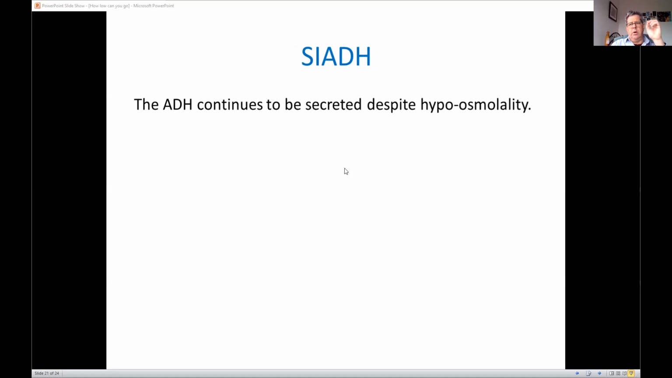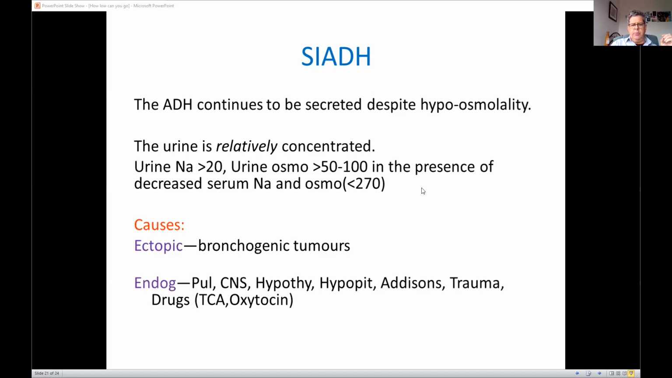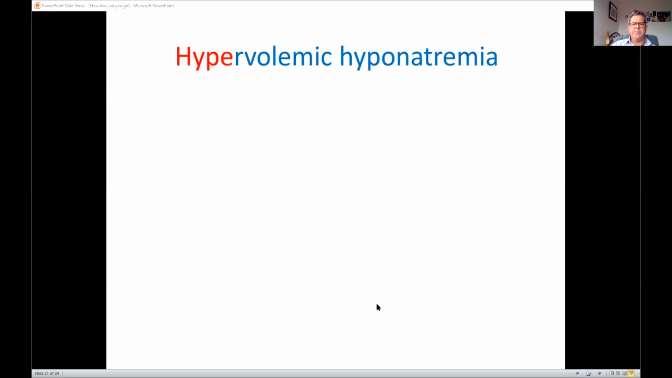The underlying thing is that you're hypoosmolar and hyponatremic in your blood, and yet your body's still making antidiuretic hormone. You think, oh, I'm hypoosmotic, I need to diurese it out. But you're creating antidiuretic hormone, so that's opposing the whole thing. And the urine is therefore relatively concentrated. And there's some of the numbers. We'll go through that rapidly. In the video, I'll tell you more about small cell tumors as a cause, the bronchogenic tumors, and about other causes of SIADH and the types.